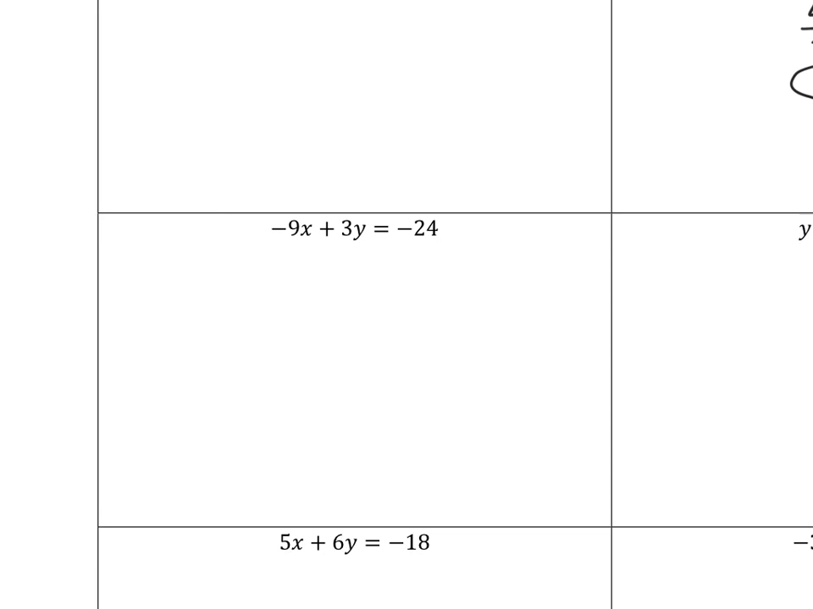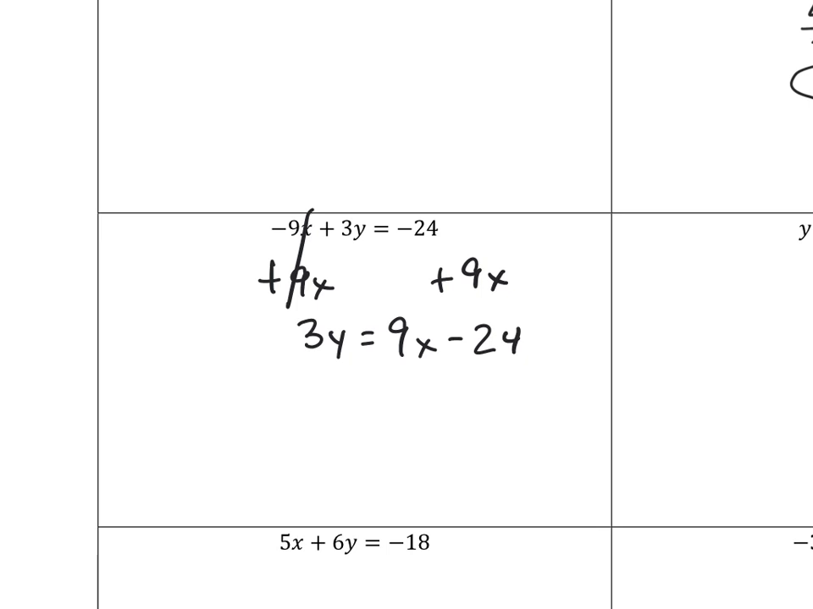Add 9x, good. Cross it out, right? And remember, the order matters. So when I rewrite this, it's going to be 3y equals 9x minus 24. Everybody with me? Let me know if y'all have a question, okay?